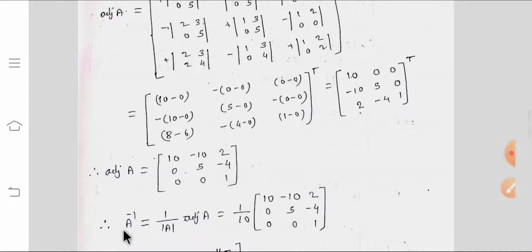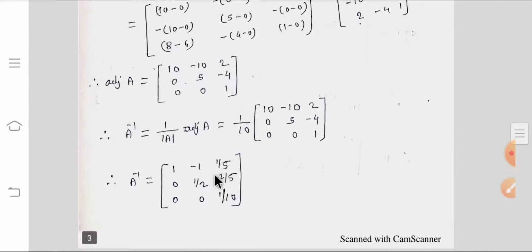So therefore A inverse equal to 1 by determinant of A into adjoint of A, that is, determinant value is 1 by 10 into 10, minus 10, 2, 0, 5, minus 4, 0, 0, 1. Multiplying throughout by 1 by 10, we get A inverse equal to 1, minus 1, 1 by 5, 0, 1 by 2, minus 2 by 5, 0, 0, 1 by 10. Hence the solution.